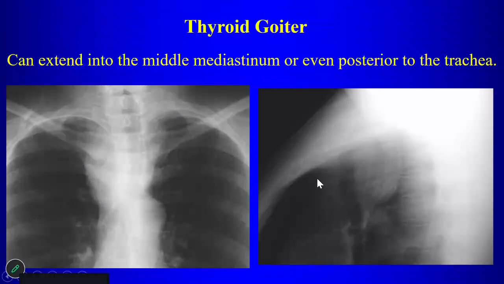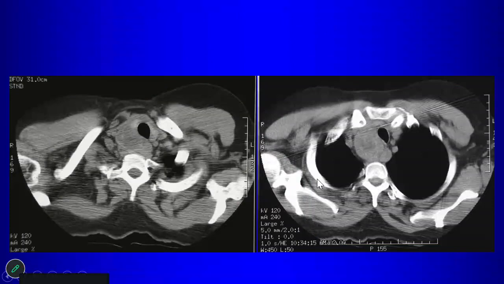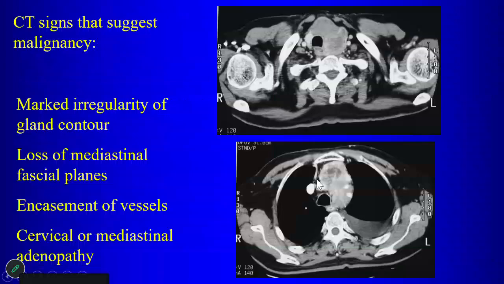Then, as we've seen, they can extend to the middle mediastinum posterior to the trachea, as in that case. But if there's encasement of vessels, if there's lymphadenopathy, then you are going to be concerned about malignancy when we see these things.